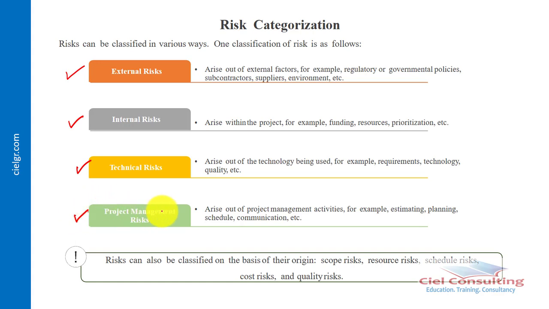Another risk categorization is what we call project management risk. This is basically a risk that arises out of the project management activities. For example, estimating, planning, schedule, and also communication. Don't forget that most of the things we do in project management come at the level of forecast. Forecast is basically an estimate, so that in itself also contains some level of uncertainty, because you never can tell. Things can actually change almost immediately.